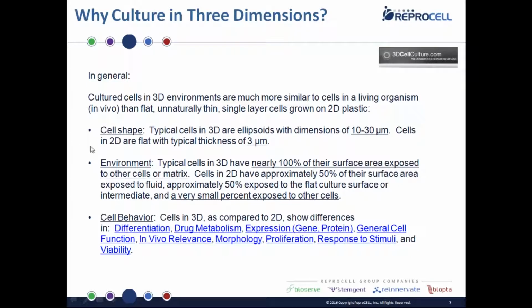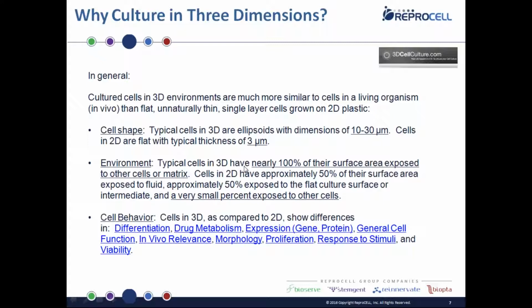and therefore to scientific relevance in general. So the three main things we have to think about when we're culturing cells in a three-dimensional environment is cell shape, as I mentioned before. Typical cells in 3D are very homogeneous, and they tend to be cuboidal or ellipsoid or spheroid, again 10 to 30 microns. Cells in 2D are much flatter, as I said, 3 microns, so there is much difference in the shape of the cells, and therefore the internal organization of that cell.